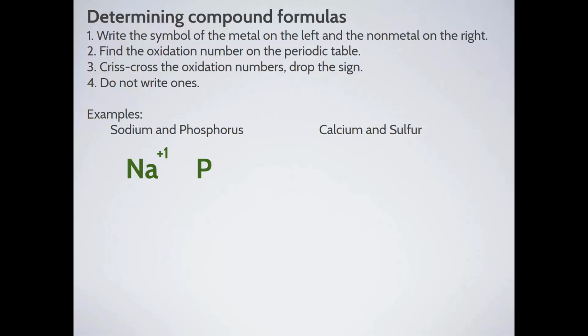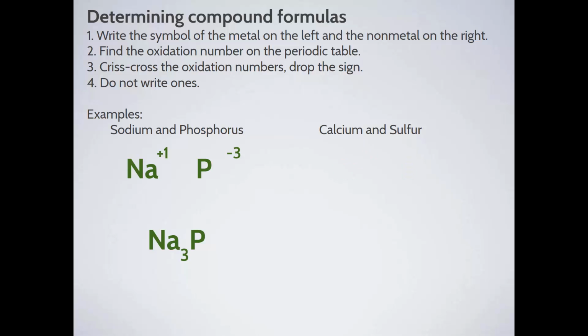Has anybody found phosphorus? Sophia, how many electrons in the outermost level? 5. What's that give it for an oxidation number? -3, because it's missing 3. We do our little crisscross thing. The 3 comes down with the sodium, the 1 goes over with the phosphorus, and we have our formula. When sodium and phosphorus form a compound, the formula is Na3P. What is Na3P? Sodium phosphide.